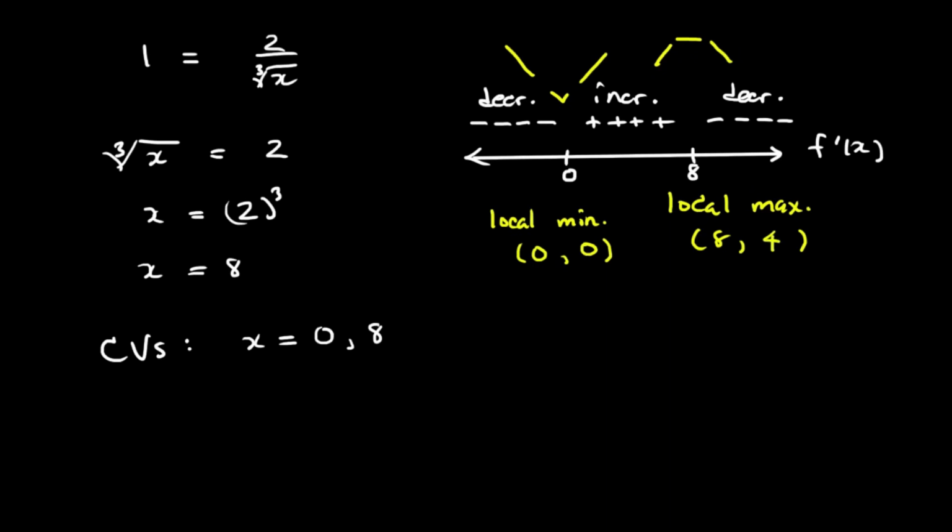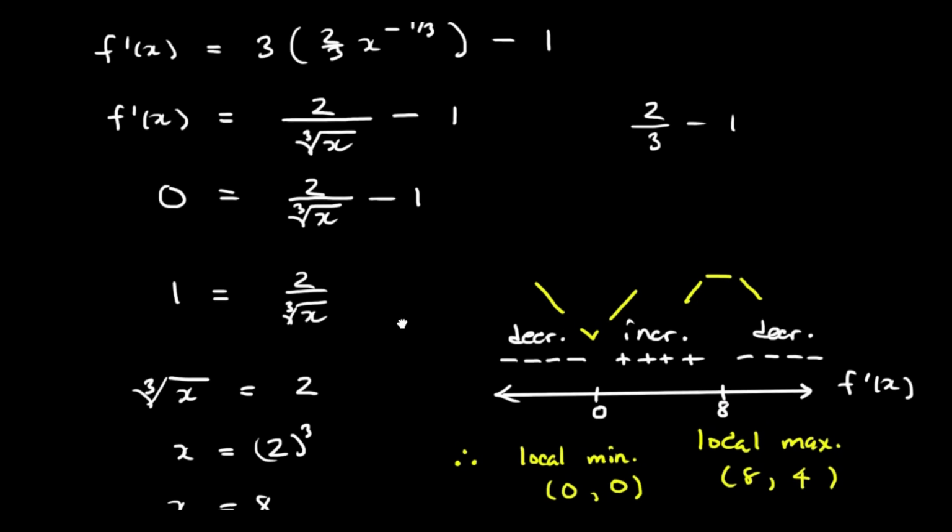So I think that should be good enough. We have the coordinates. I guess I should box that, but it's in bright yellow ink. So I think it's pretty clear that we know both of our turning points, and we even wrote down the exact coordinates for them there as well. So now let's move on to our second derivative.